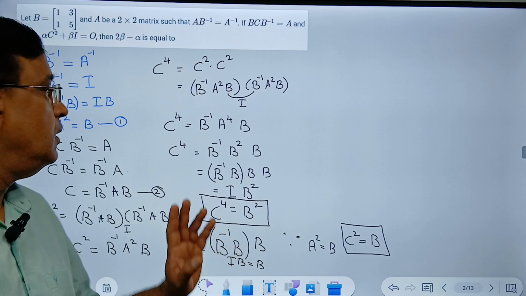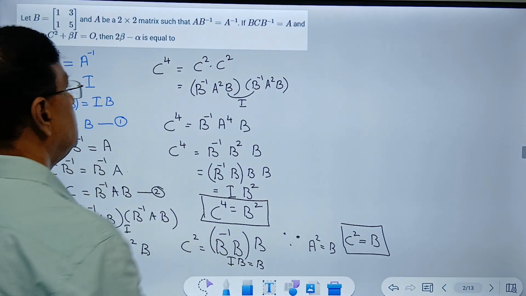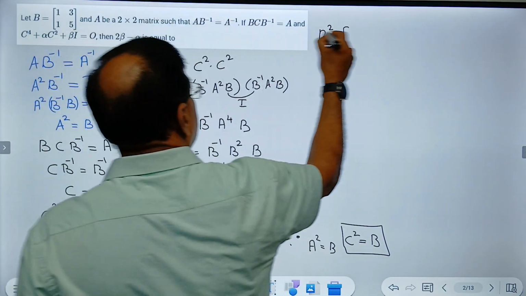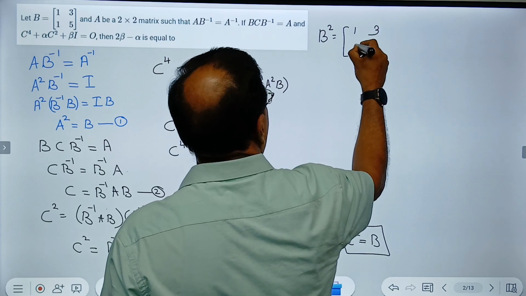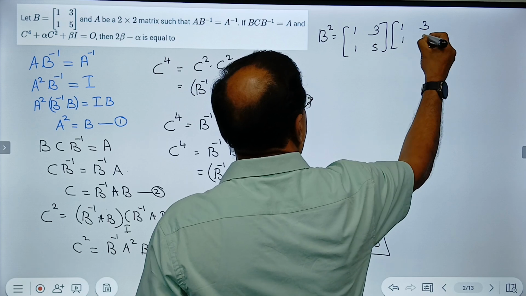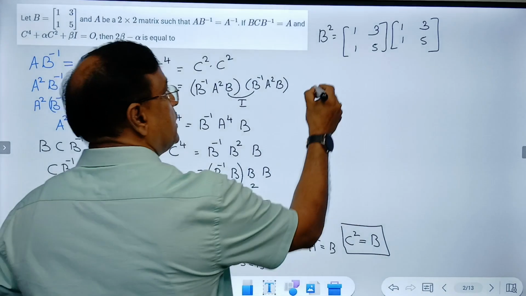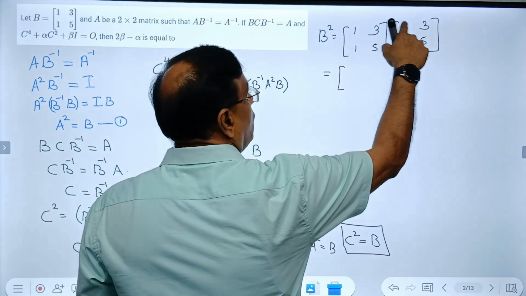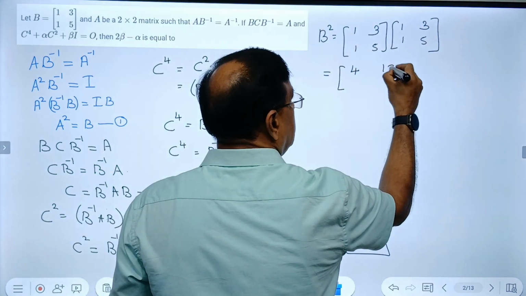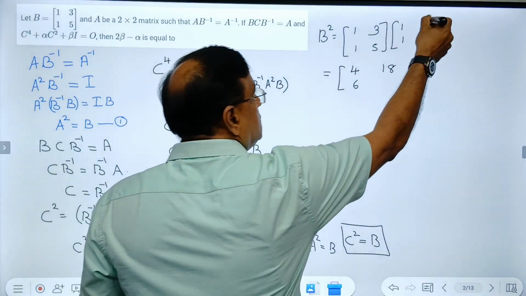Is it clear? I just made use of whatever is given to me. Now I want to find B square. B is already known to me. That is [1, 3; 1, 5] into [1, 3; 1, 5]. Now, usual matrix multiplication. First row, first column. What do I get? 1 plus 3, it is 4. Then 3 plus 15, that is 18. 1, this is 6. You know multiplication, you should know it now. 3 plus this is 28.